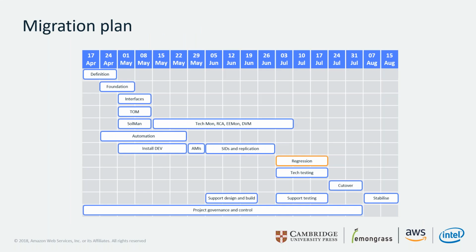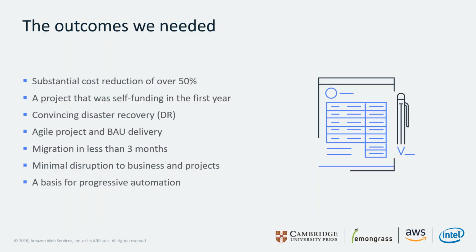The migration plan was pretty tight, so we had 3 months from firing the start gun, if you like. We chose Lemongrass as our supplier, and they were straight into a 3-month migration project with a go-live date of August last year, which was kind of scary for everybody involved when we first started looking at it, but it came out well. The outcomes we were looking for, as everybody does with a migration to AWS, included a substantial cost reduction, with over 50% as the target. We've actually been hitting that. We wanted it to be self-funding in the first year. We wanted to be able to have convincing disaster recovery.